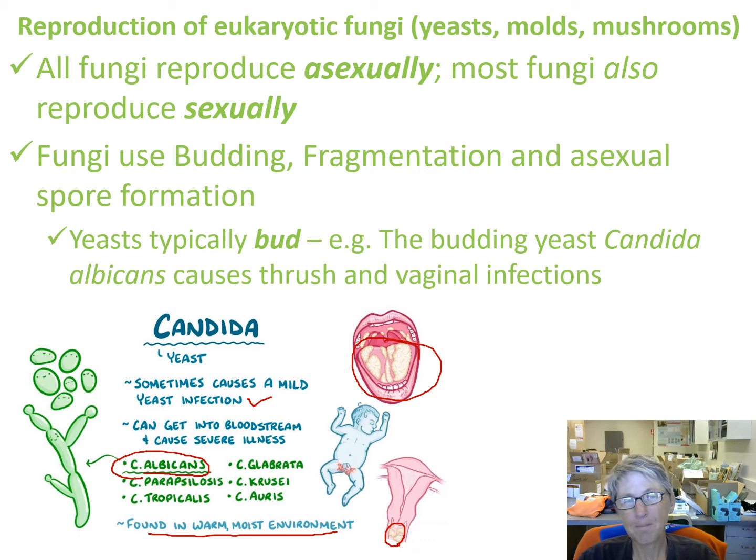So all fungi can reproduce asexually. Most fungi can also reproduce sexually. That's kind of cool. And if they're reproducing asexually, they can use budding, fragmentation, and spore formation. Those are types of asexual reproduction. The budding yeast, Candida albicans, causes thrush and vaginal infections.